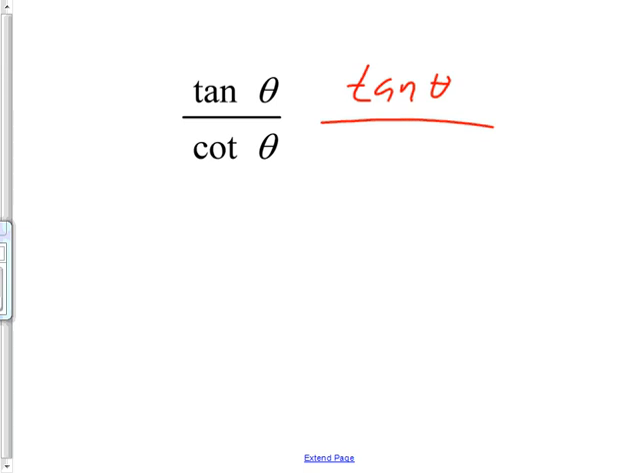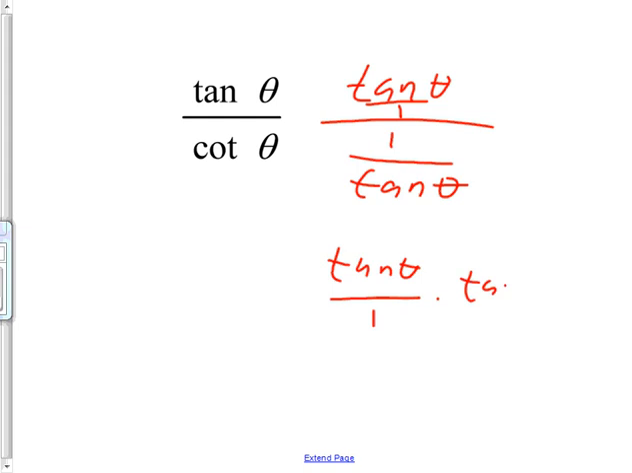I'd rather have tangent in my answer than cotangent, but you could have done this the other way. Cotangent is 1 over tangent, right? Now I got it down to just one thing, and that's a good thing if you can do that. All right, so now, would you agree that I could have a fraction and a fraction here? I could sort of put this over 1, and now I can make it flip, and I'll end up with tangent theta over 1 times tangent theta over 1, which makes tangent squared theta.